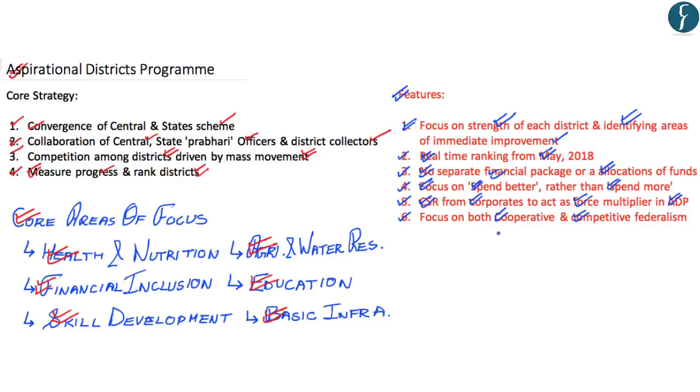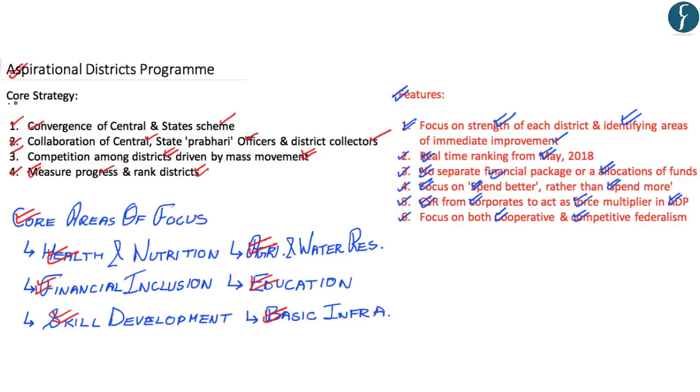And lastly, this program would focus both on cooperative and competitive federalism, wherein competitive federalism would come through the ranking framework which has been envisioned in this program. And in terms of cooperative federalism, it would come through when each district tries to find out how the other district has improved in any of the parameters within the core areas of focus, and then tries to implement or mimic with suitable changes for its own district.